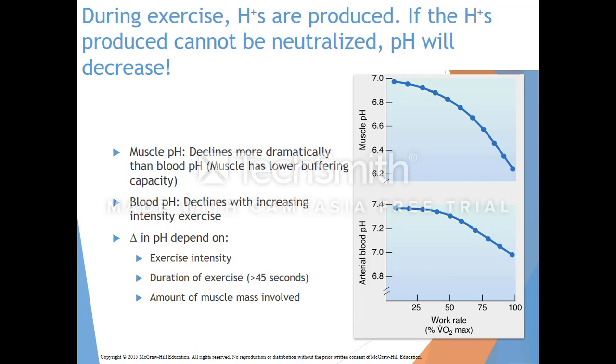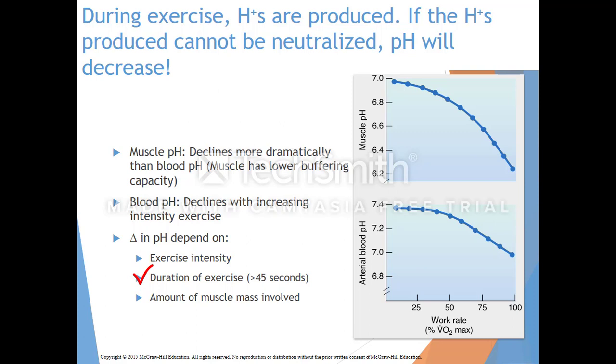It's also important to note here that the change in pH that we see is going to be dependent upon the exercise intensity, which you can see from these figures. At higher intensities of exercise, we see a bigger decrease in pH. It's also going to depend on the duration of the exercise, so it takes a little bit of time before your body's buffering capacities are overwhelmed.